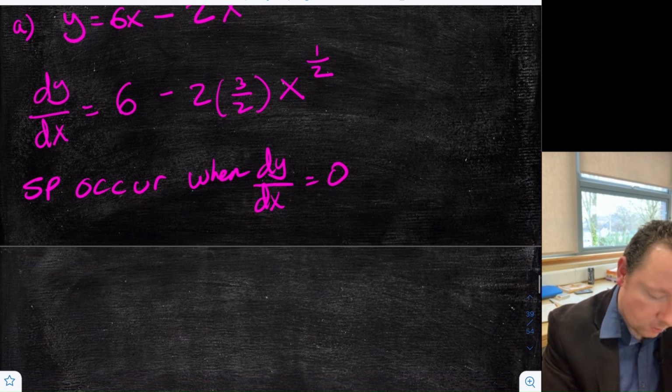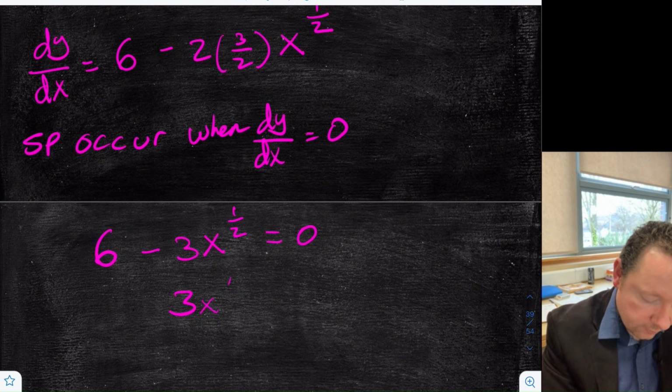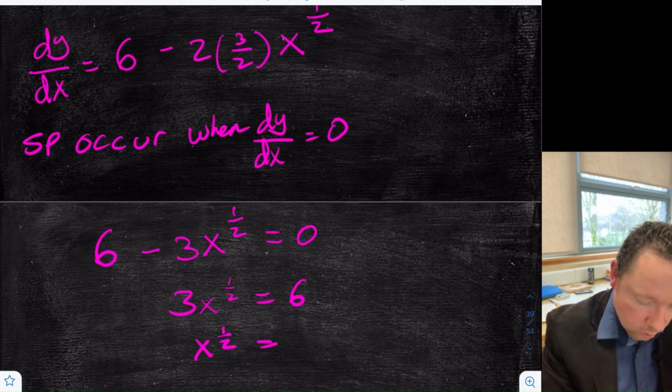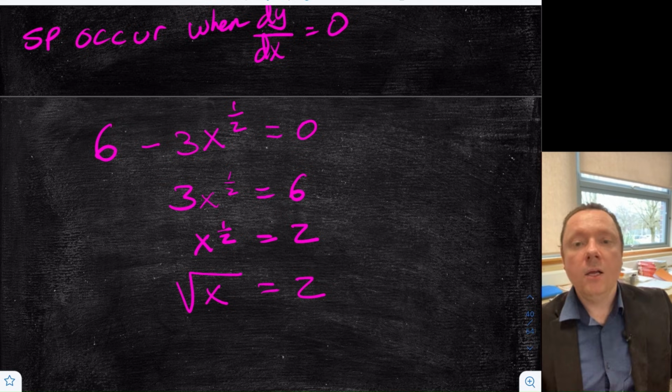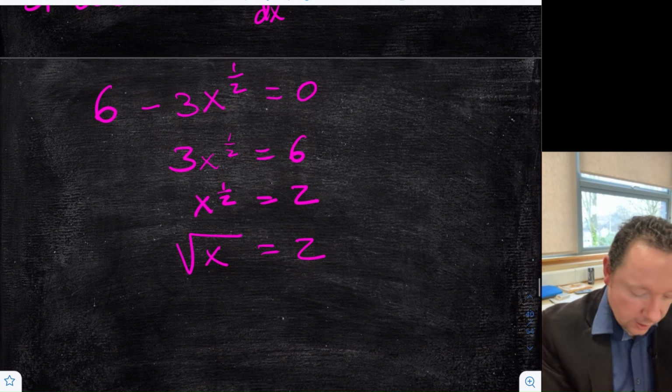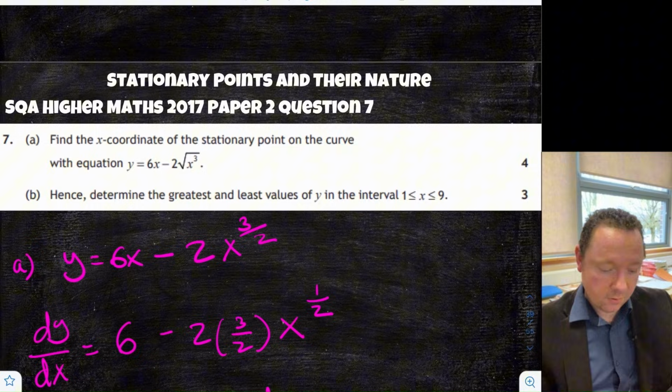So making this equal to 0, we get 6. These 2's cancel, so minus 3x to the half equals 0. So 3x to the half equals 6. x to the half equals 2. Remember, x to the half means the square root of x equals 2. So if I square both sides, I get x equals 4. And we're done there.